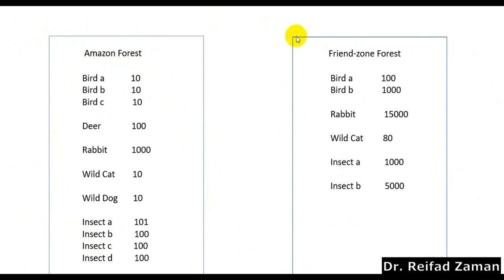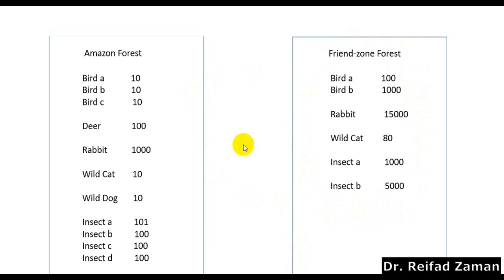And the area with the highest diversity index is the forest with the highest biodiversity, and our funding will go on to save that particular forest. Now, although I haven't calculated the diversity index of each of these forests, from plain sight it seems that our friend zone forest has higher biodiversity, and so our funding will probably go on to save the friend zone forest. Bad luck for the Amazon forest.